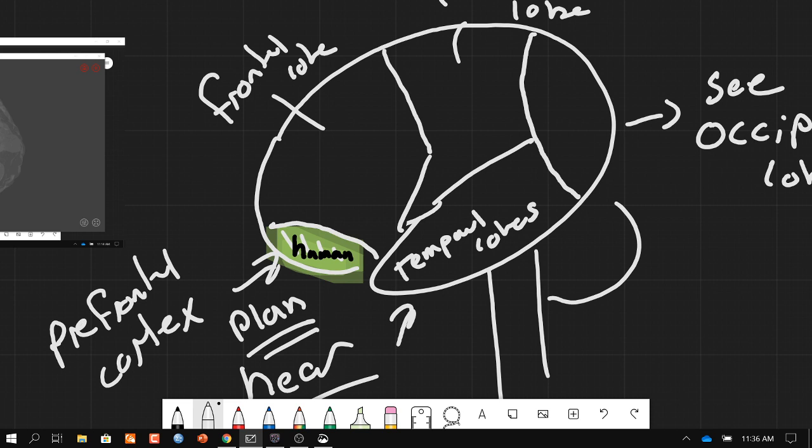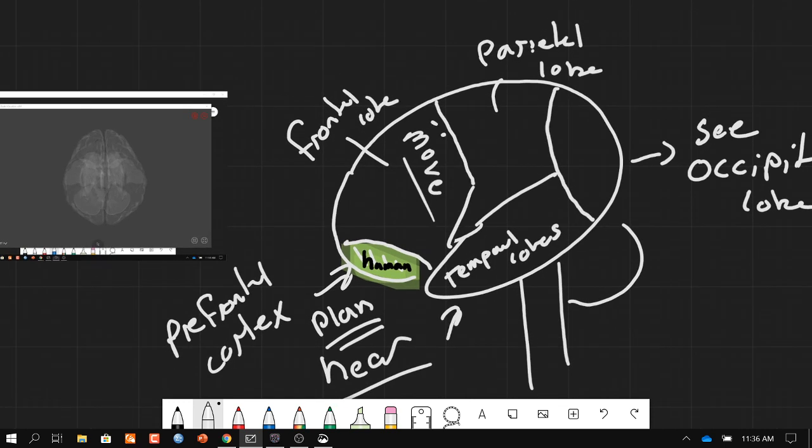Okay, so the frontal lobe is where moving is. This area in the frontal lobe is called the primary motor cortex, if you care. But this is where you move. So I'm going to put a bunch of dots here.